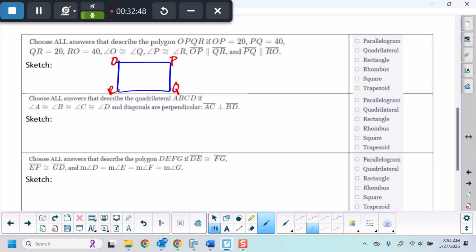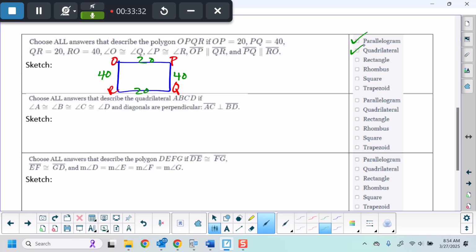All right, if OP is 20, let's do this. OP is 20 and PQ is 40. All right, already I know it's not a rhombus and it's not a square. QR is 20 and RO is 40, so at least I know it's a parallelogram, it's quadrilateral. O and Q are congruent, doesn't change my story. P and R are congruent, doesn't change my story. OP is parallel to QR, doesn't change my story, and PQ is parallel to RO. None of that changes my story.